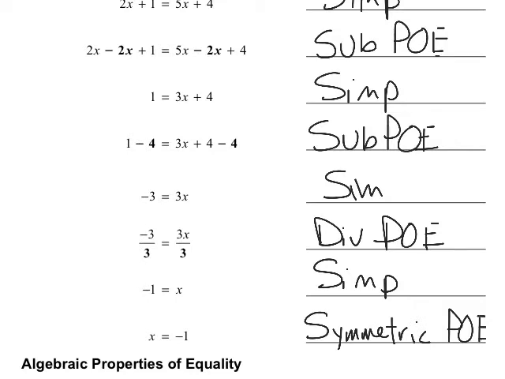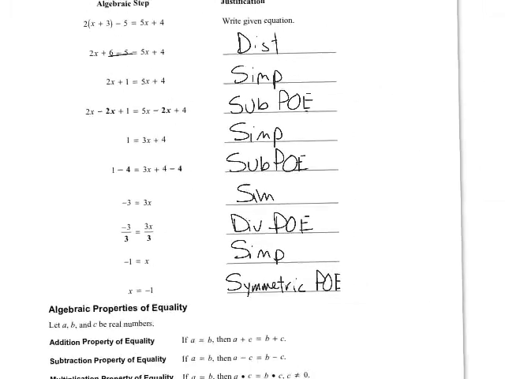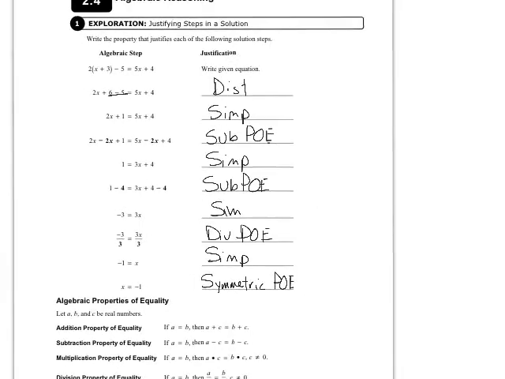We don't get too intense with the symmetric property of equality, because I feel like all of you know that -1 equals x is the same as x equals -1, so we don't get too technical with those, but it's good to know. Okay, so strategies. Let's talk strategies just briefly.